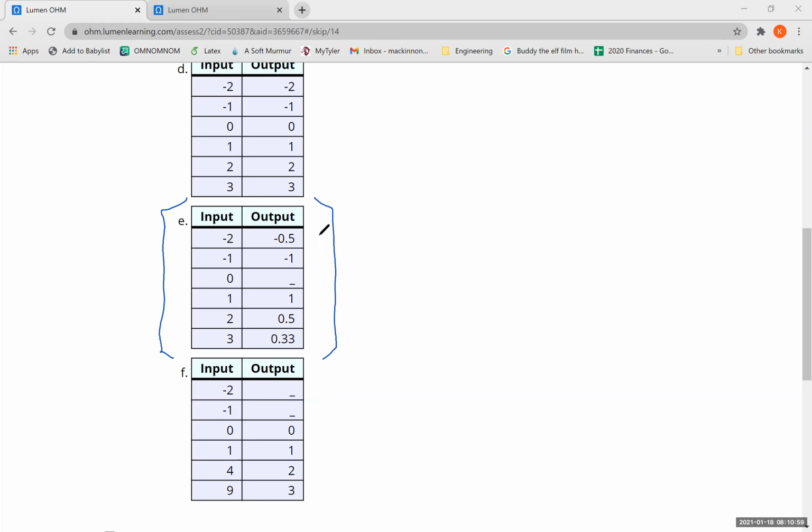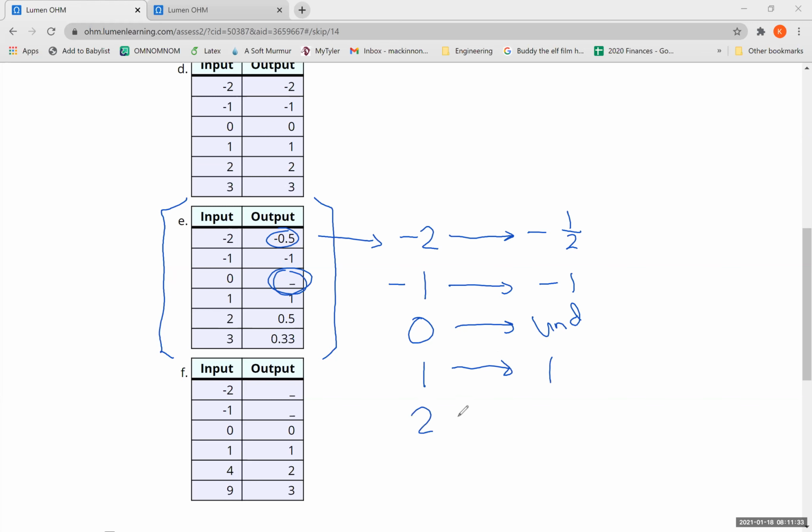So the way I see this is I'm going to take -2, do something to it, and get -0.5, which I can write as -1/2. So this is testing your knowledge of fractions. -1 gets mapped to -1. For 0, we've got something that's undefined. That's interesting. 1 maps to 1, that's fine. 2 maps to 1/2. And 3, if you think of 0.33 as a fraction, you could very well say it's 1/3.